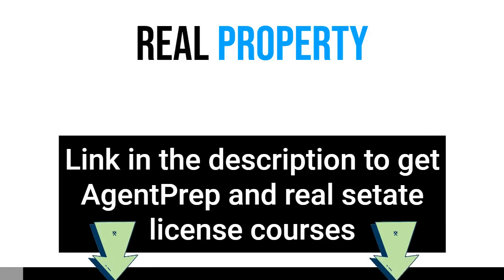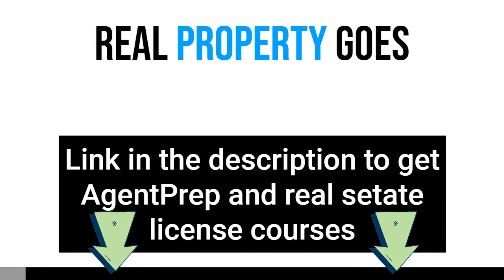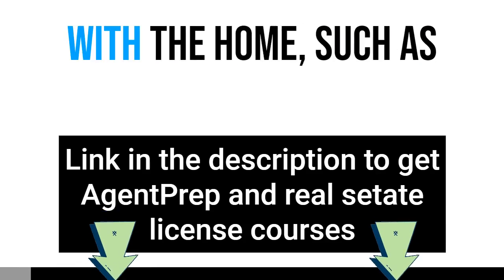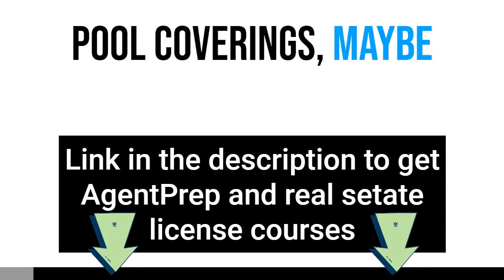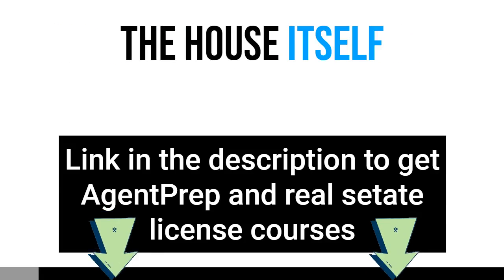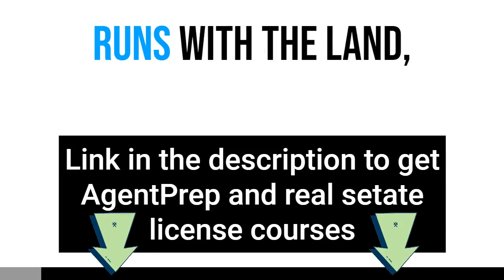Real property. Real property goes with the real estate. Simply said, when you sell your home, those are the things that go with the home, such as pool coverings, maybe that mailbox out in the front yard, or the fence, or the chandelier even. The house itself is considered real property because it runs with the land.